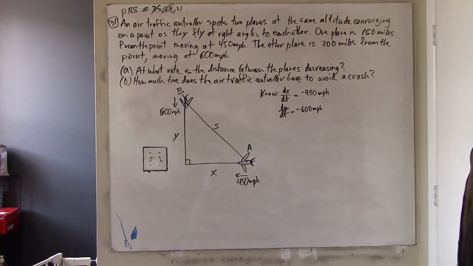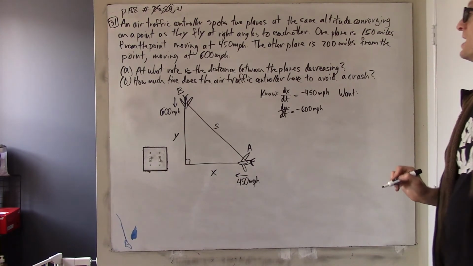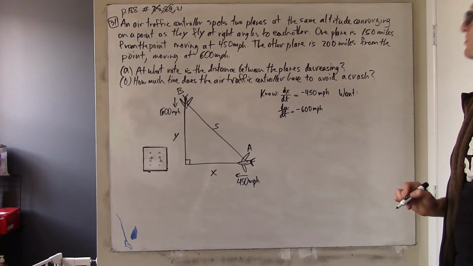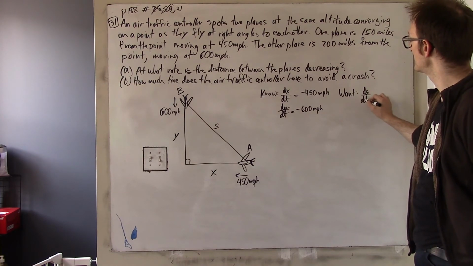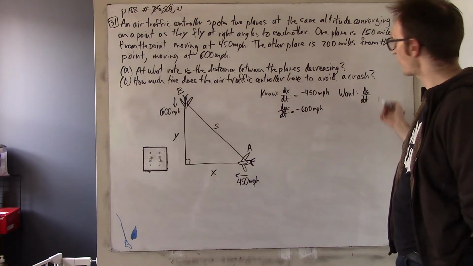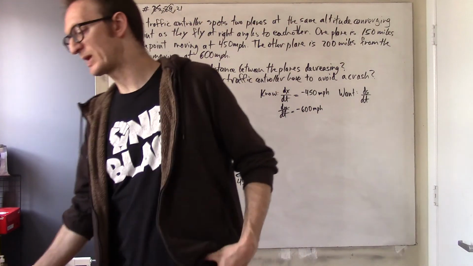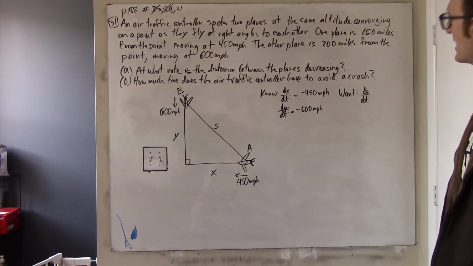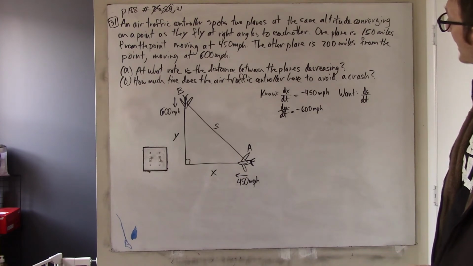Okay, so what is it that I want? Well, in part A, I want the rate at which the distance between the planes is changing. In other words, what I want is ds/dt. Of course, it would be interesting to calculate ds/dt in general, and we can do so, but this problem, in order to have a numeric answer, is specifically asking for it at a moment in time.